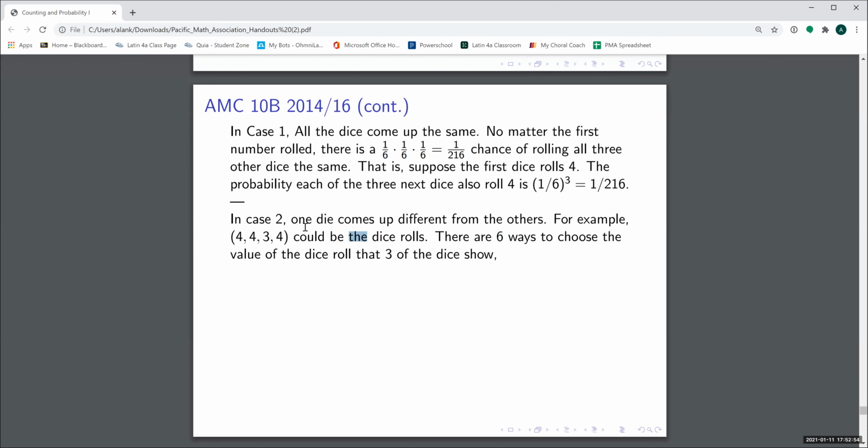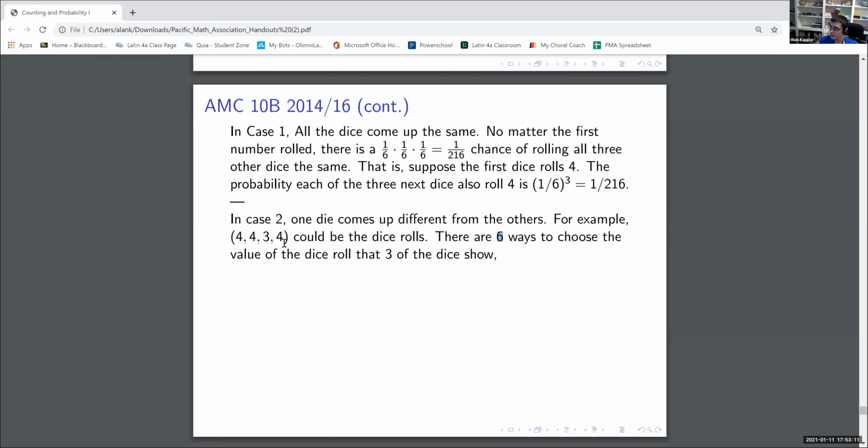Another way to think about it is that there's 6 possible good cases where you roll all 1s, all 2s, all 3s, all 4s, all 5s, or all 6s, and then you divide that by 6 to the 4th. So it's 6 over 6 to the 4th, which is 1 in 216. Right, yeah.